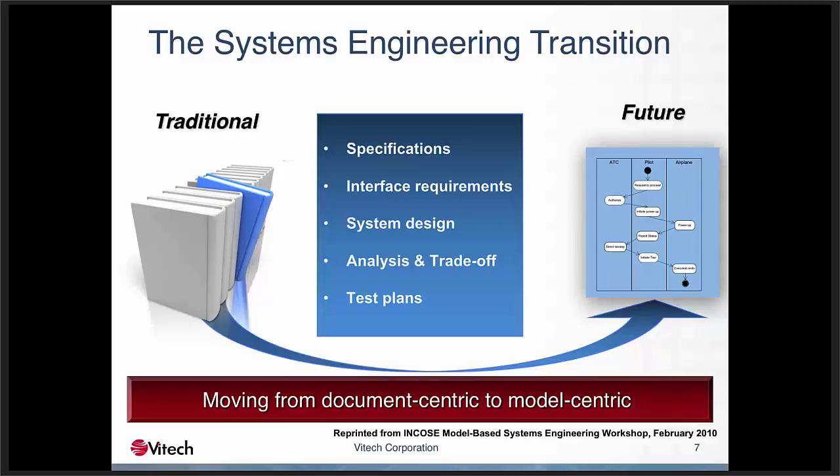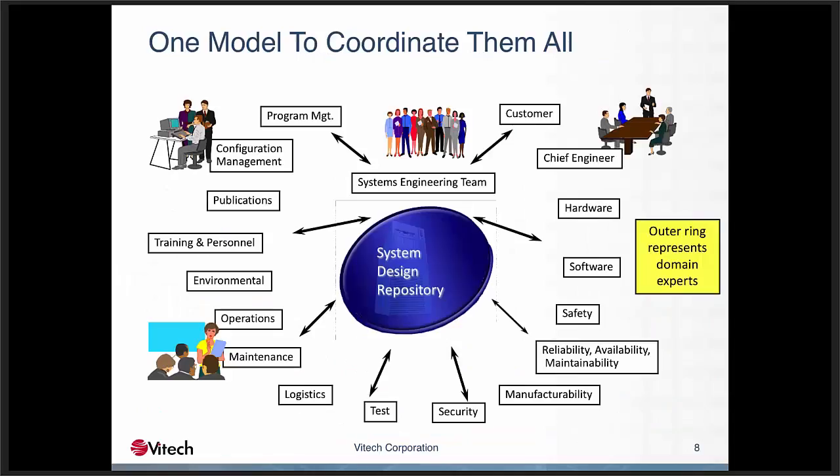So what does that mean in practice? Model-based systems engineering seeks to increase the visibility of systems engineering information while at the same time reducing errors through the use of a centralized model that is accessible to all of those involved in the engineering process. While we may not have removed documents entirely from our process, the intent is for the documents to be generated from a single source. We have one model that coordinates them all.